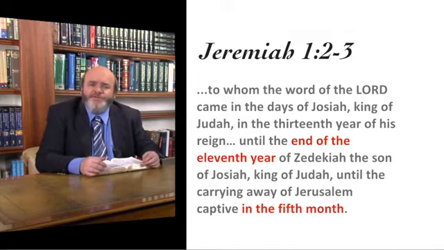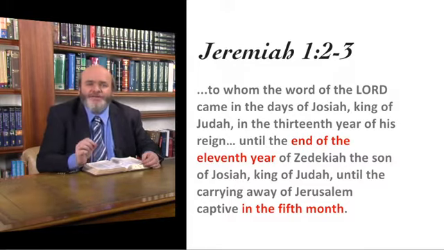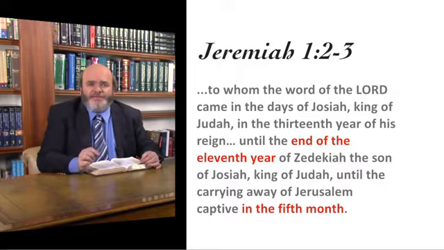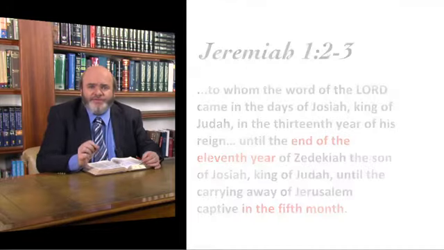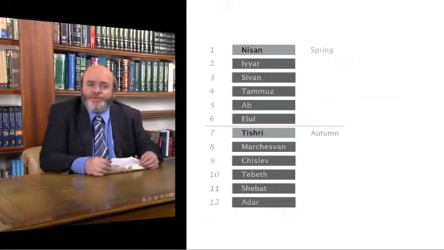Jeremiah chapter 1, verses 2 and 3 say, "To whom the word of the Lord came in the days of Josiah, king of Judah, in the 13th year of his reign, until the end of the 11th year of Zedekiah, the son of Josiah, king of Judah, until the carrying away of Jerusalem captive in the 5th month." The end of Zedekiah's 11th year is in the 5th month, which would only be true for Tishri years, that ended with the 6th month, which is the month Elul. This is still true today with the Jewish New Year's Day on the 1st of Tishri, which is nevertheless called the 7th month. The 1st month is always Nisan, or Abib, which is in the spring.